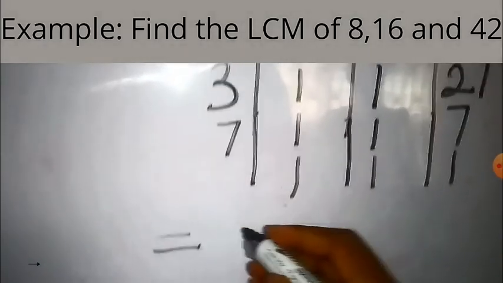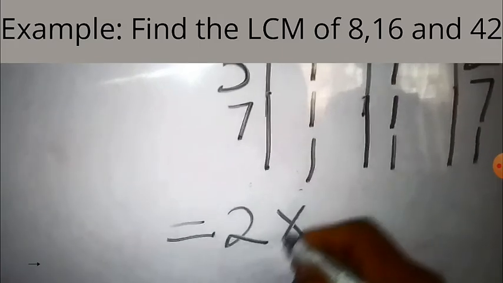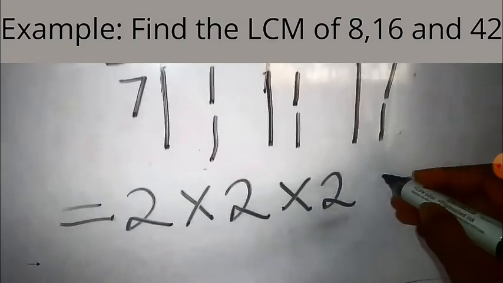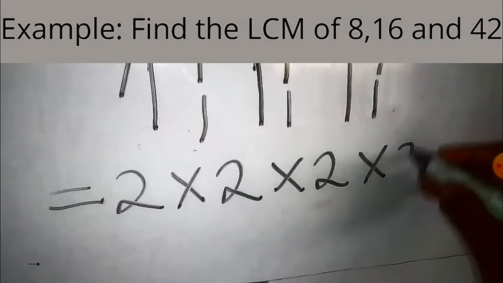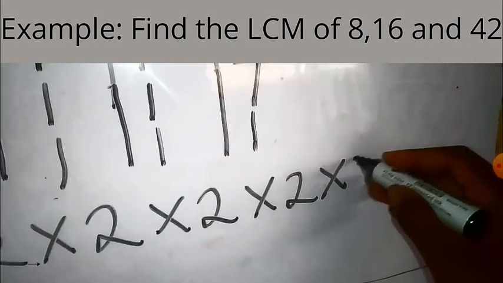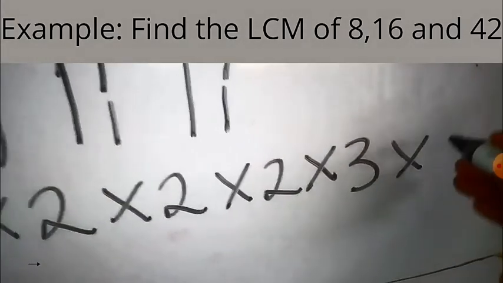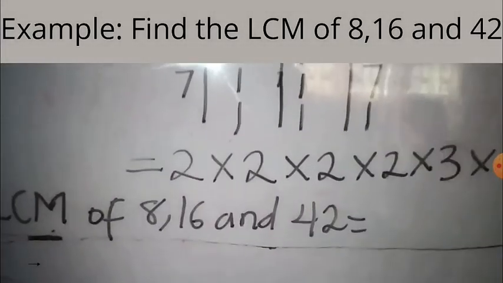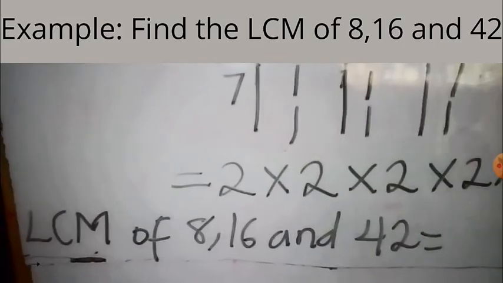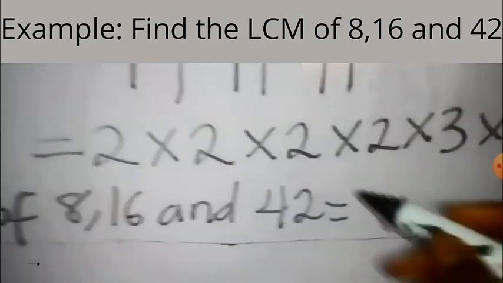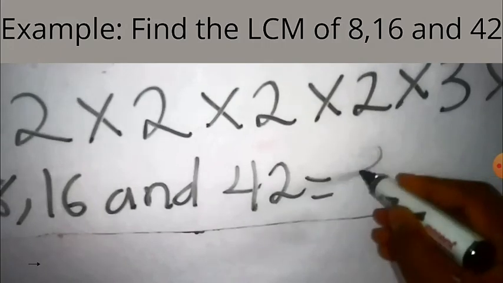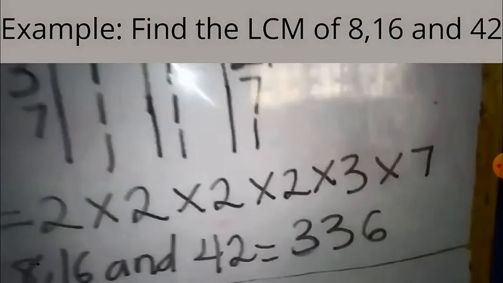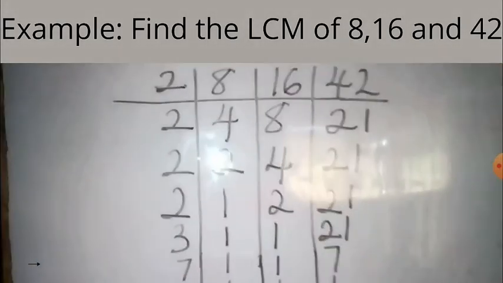So we write out our prime factors. 2 multiplied by 2, multiplied by 2, multiplied by 2, multiplied by 3 and multiplied by 7. So we have the LCM of 8, 16 and 42 equals, we multiply the numbers we have up, and we have 336. And that is all for our repeated division method.